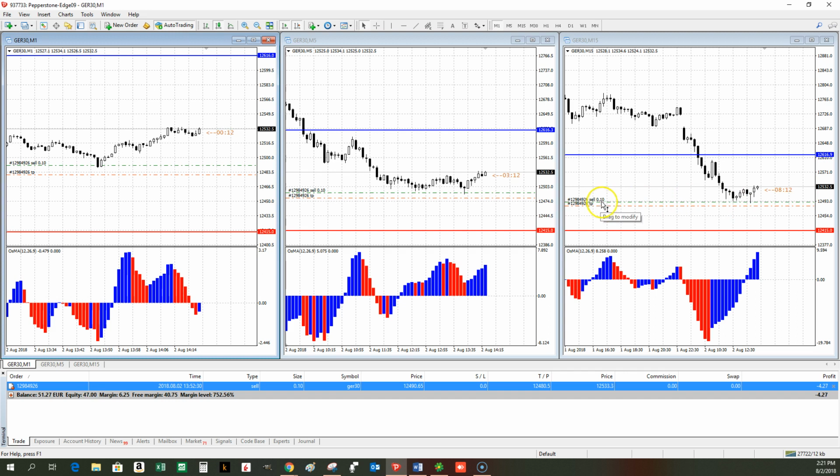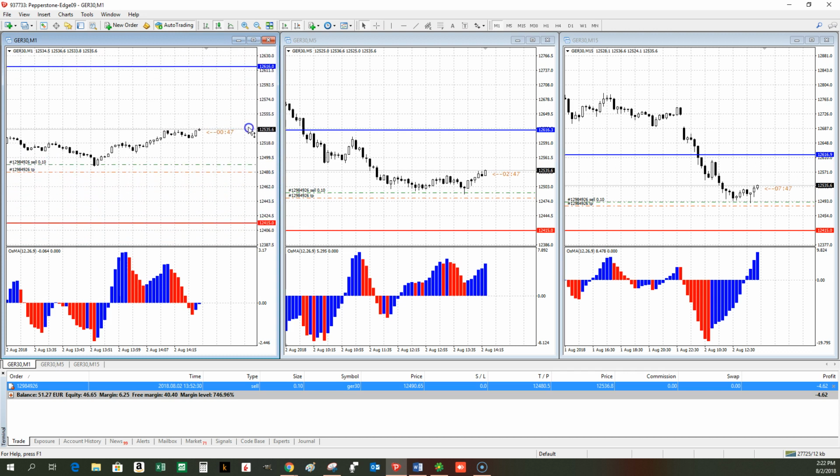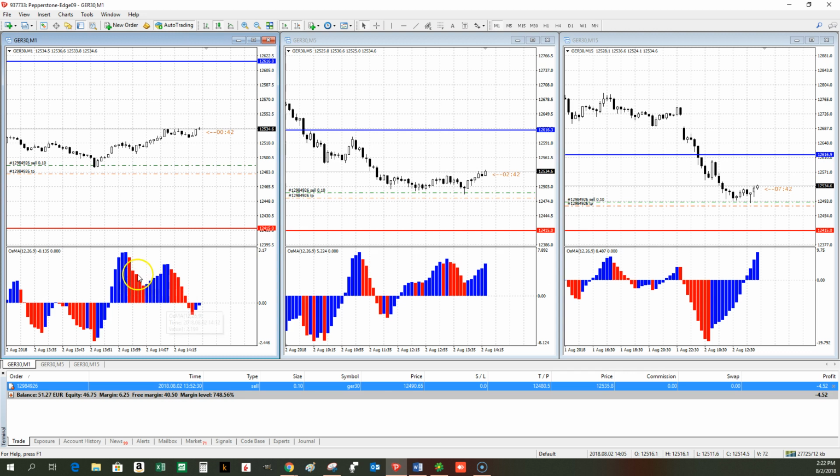Our first position is at 12,490, and it's going up. As you can see on 1 minute, we're gonna have a new wave up, but we have very good news: on the 1 minute chart we have a negative divergence here.